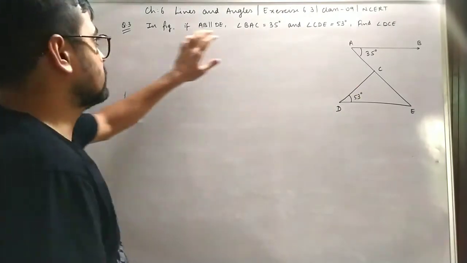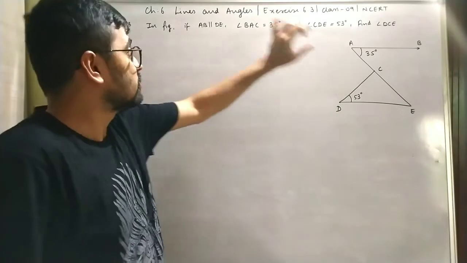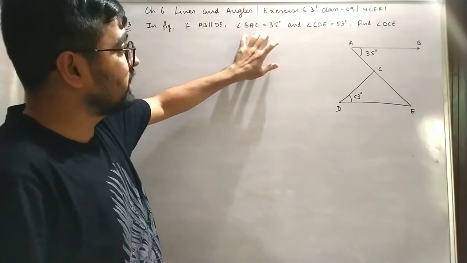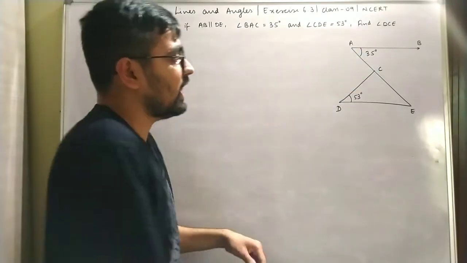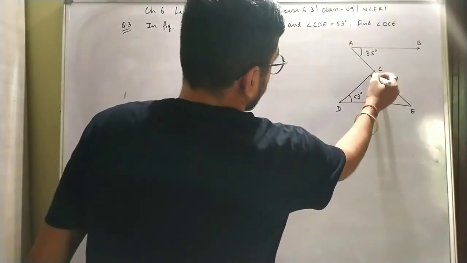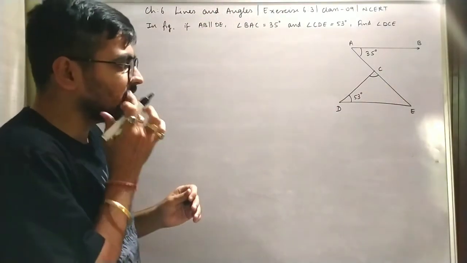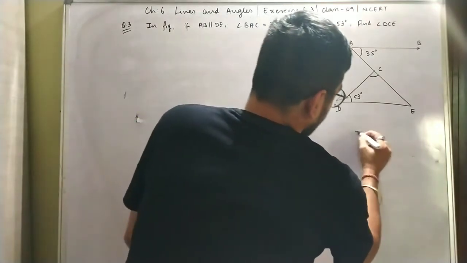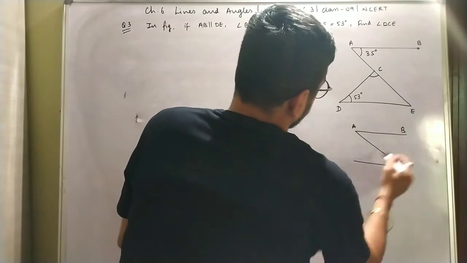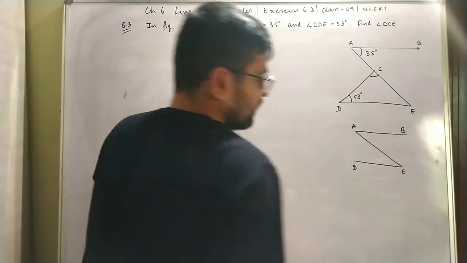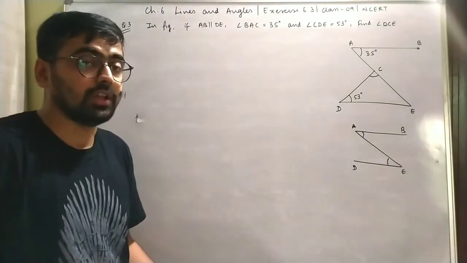Now let's have a look at question number 3. In the figure, AB is parallel to DE. So that is the first criterion. Angle BAC is 35. Angle CDE is 53. Find angle DCE, meaning we are supposed to find this angle DCE. Now just looking at the figure you can realize something like this. Look, a Z-shaped construction is being formed. Something like this. This is A, B, D and E. Correct. And we know that these two angles are going to be alternate interior angles.